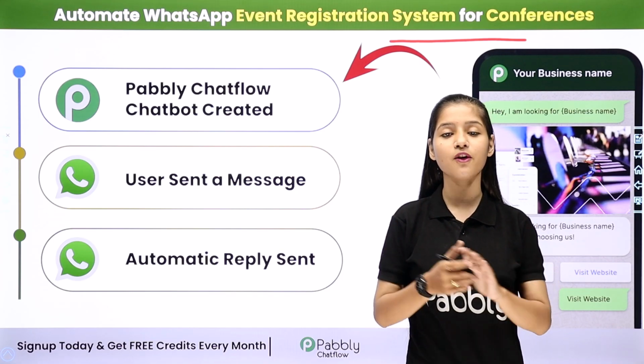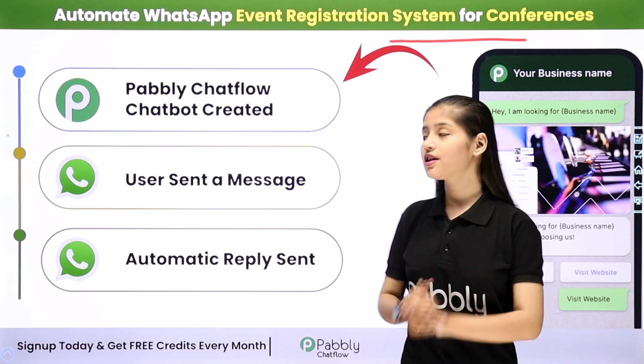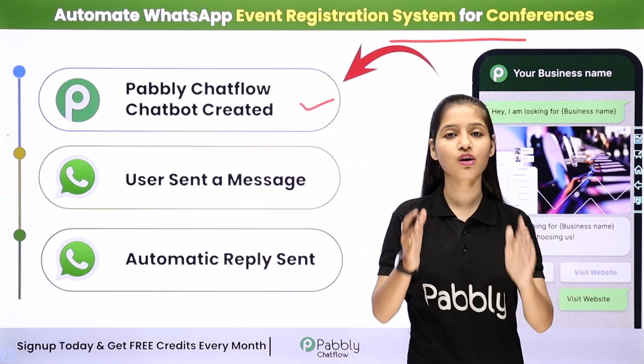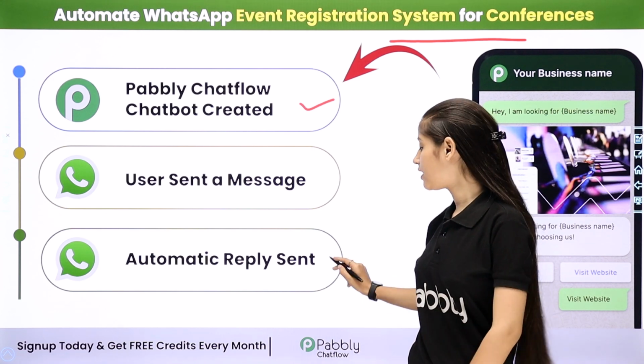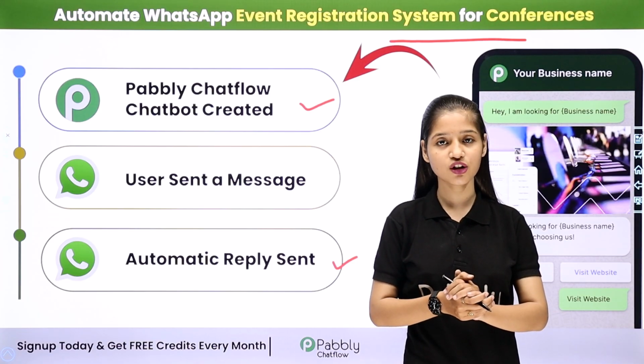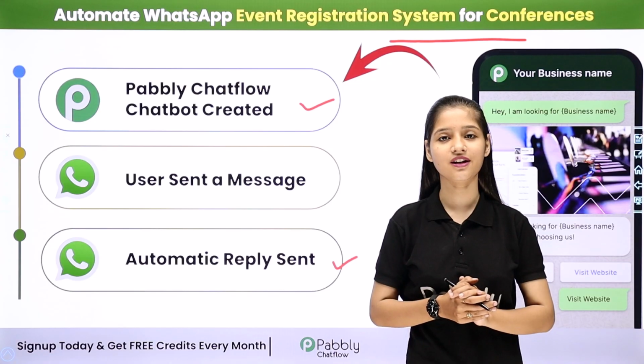To get rid of this type of problem, we are going to create a WhatsApp chatbot with the help of Pabbly Chatflow, so that whenever your users send a message to your WhatsApp business account, your bot will automatically reply to them. So now, to see the working of this amazing automation and learn the process step by step, let me take you to my screen.